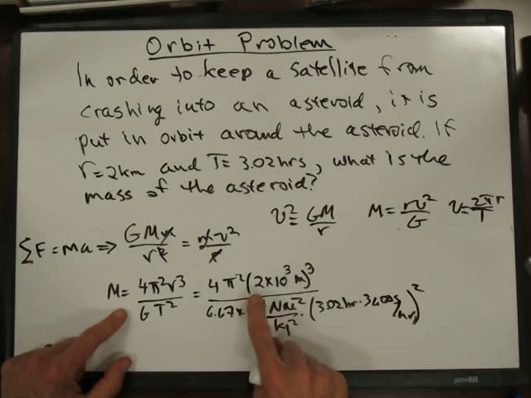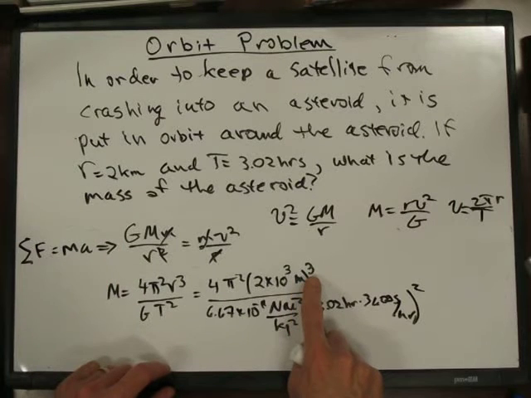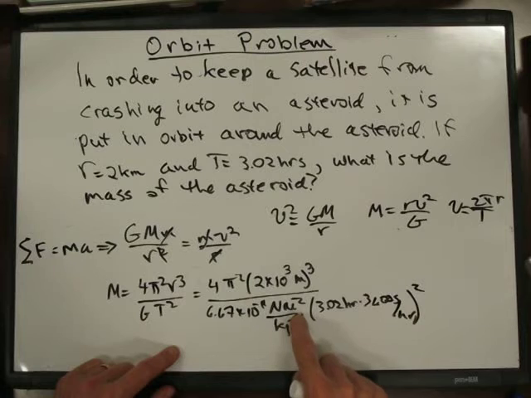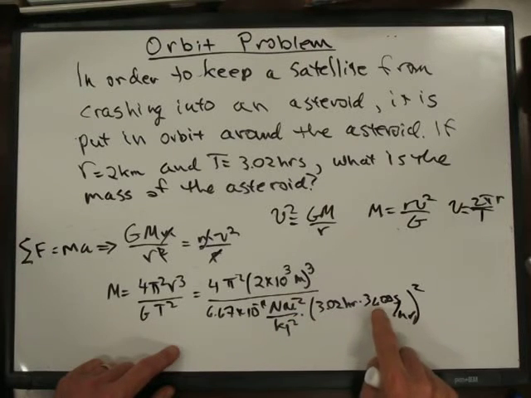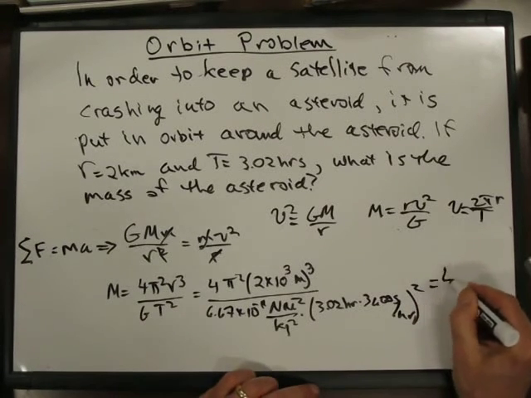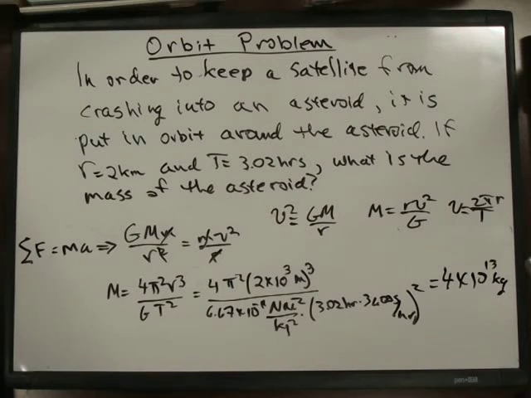It's 4 pi squared times 2 times 10 to the third meters, that's the 2 kilometers, quantity cubed, divided by G, which is 6.67 times 10 to the negative 11 newton meter squared per kilogram squared, times 3 hours times 3,600 seconds per hour, all squared. And when I do that, I get 4 times 10 to the 13th kilograms. So about 10 to the minus 11 times the mass of the Earth, something like that, a little smaller than that.